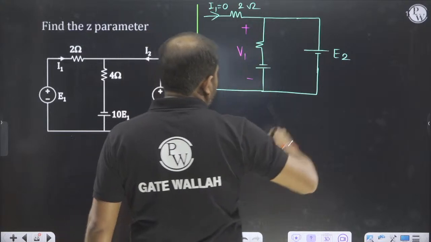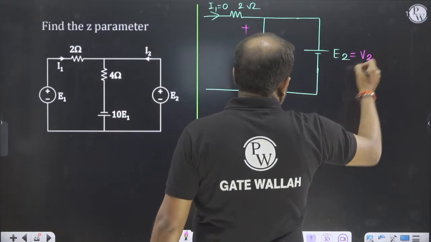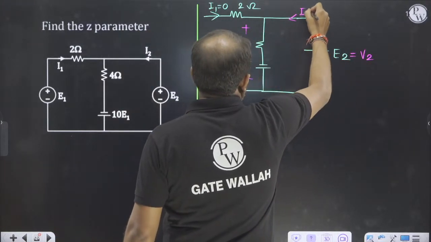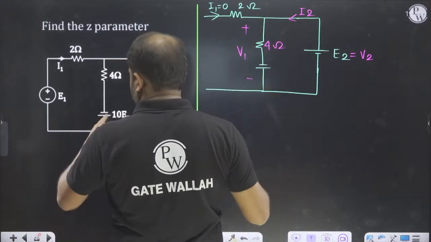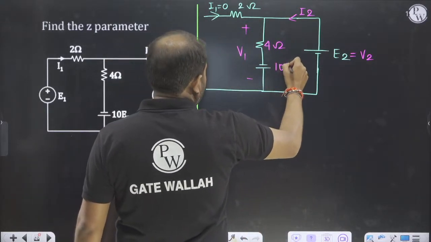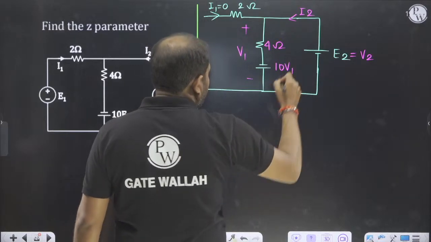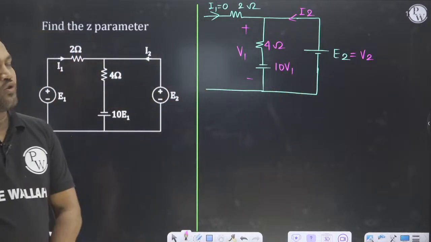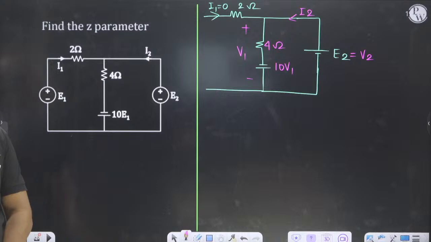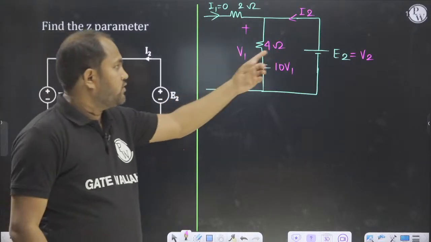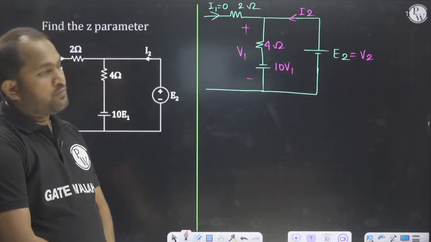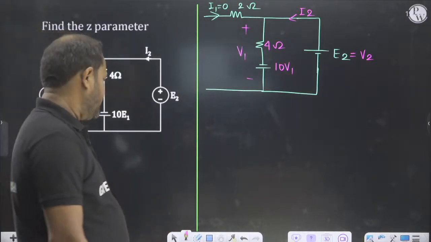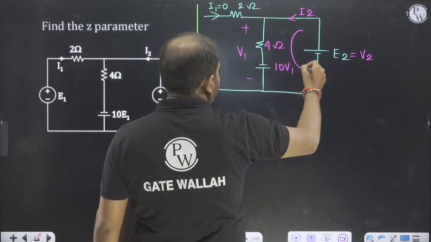I will write V1 and V2 so that you will understand very easily. I2, this is 4 ohm and this is 10 V1. Easily you can find out. First of all, you have to understand V1 and V2 are the same, V1 is equal to V2. And then apply the KVL.